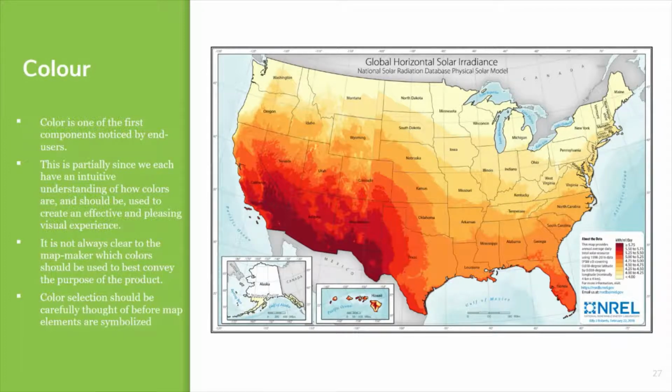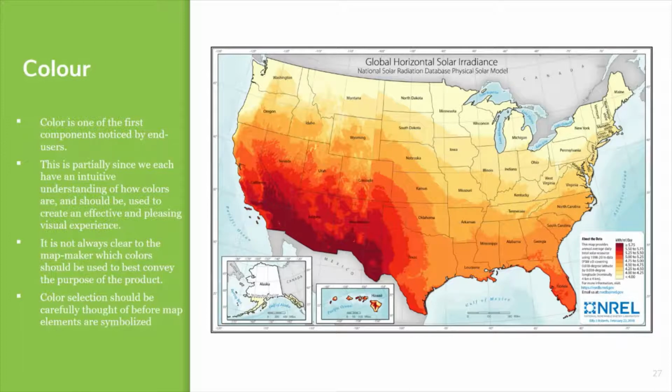It's not always clear to map makers, though, which color should be used to best convey the purpose of the product. So you should spend a little time considering what colors you're going to use to symbolize features, whether it's a raster or a vector data set, based on what you're trying to communicate. For example, when we're creating flood hazard maps, we'll use blue because it makes sense, but we use deeper blues for the areas that would probably be more at risk, and lighter blues for the areas that would be less at risk.